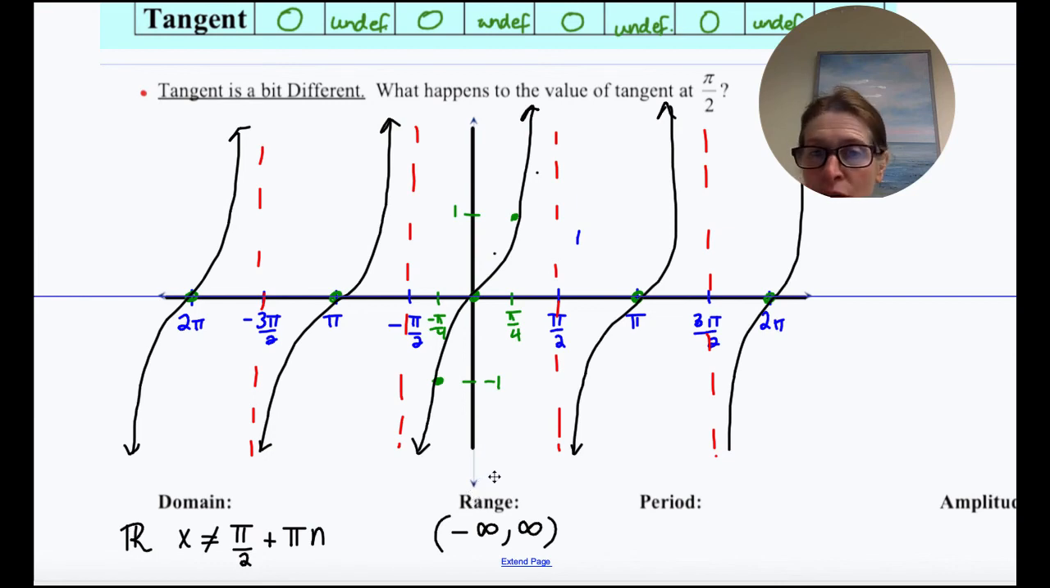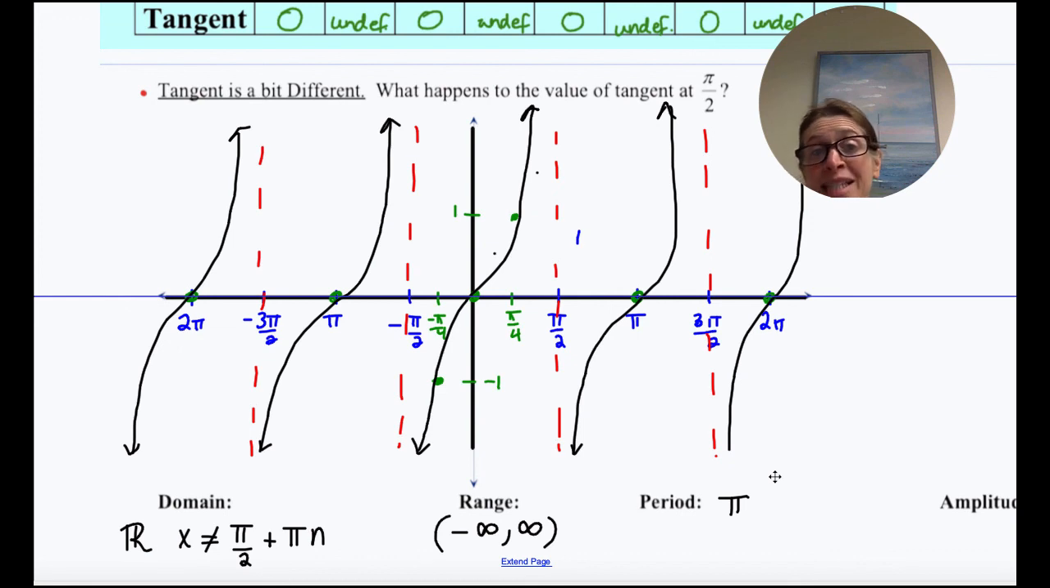Now, let's look at the period, okay? Let's really think about this. If you think about the distance from negative pi over 2 to pi over 2, that's not 2 pi. That's just pi. Or from pi over 2 to 3 pi over 2, that's again just pi. So my period of tangent is different. It's pi.